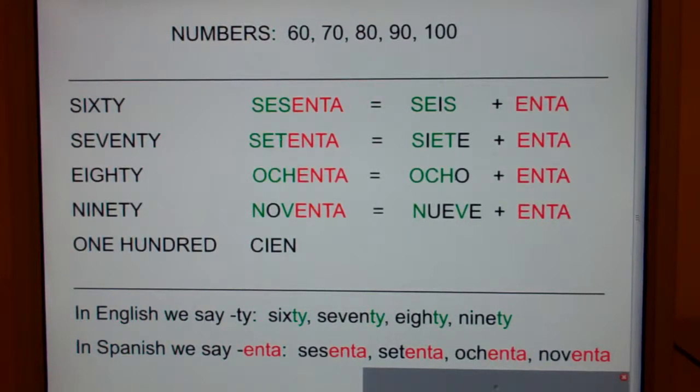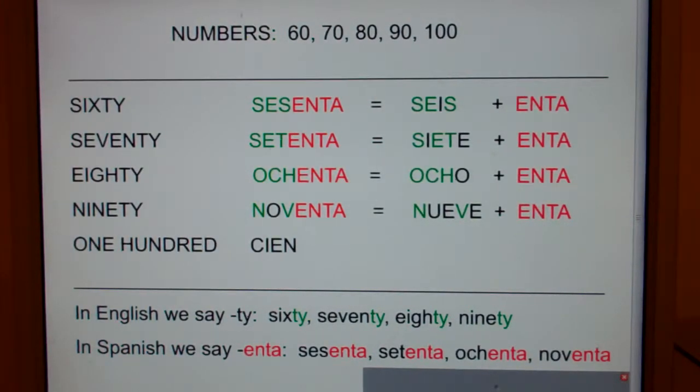All right, let's look at this. Language is all about patterns, and once you spot a couple patterns, it's really easy to remember what you want to say. I want you to notice, in English we say T: 60, 70, 80, 90. In Spanish we say enta, like, hey, what do you enta? So we say sesenta, setenta, ochenta, noventa. In English we say T, in Spanish we say enta.